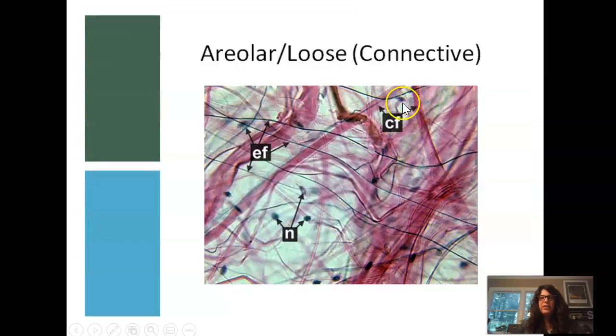Here's another picture of areolar tissue. Connective fibers are these longer, thick pink ones. The elastic fibers are these dark ones. It's going to give that tissue its ability to stretch and go back and recoil. And then N is just showing the nuclei of the different cells.